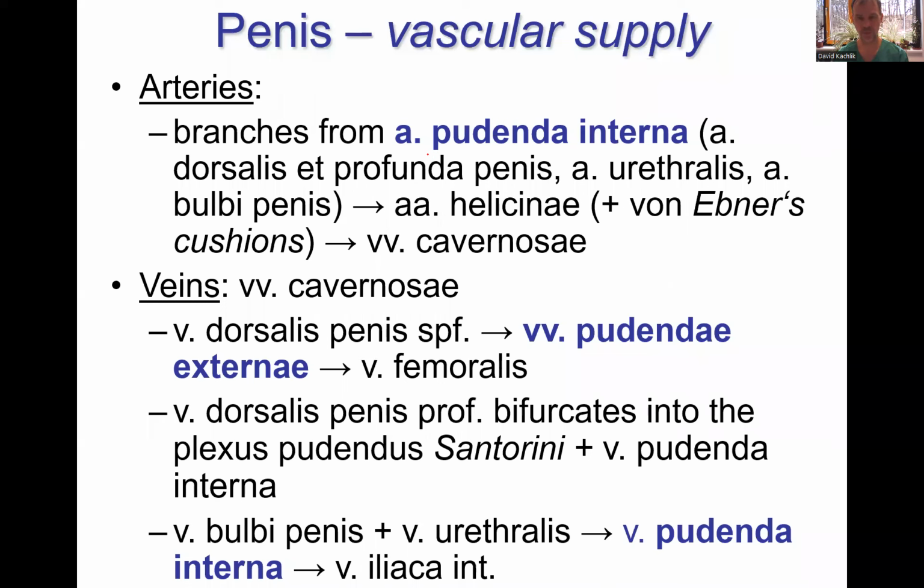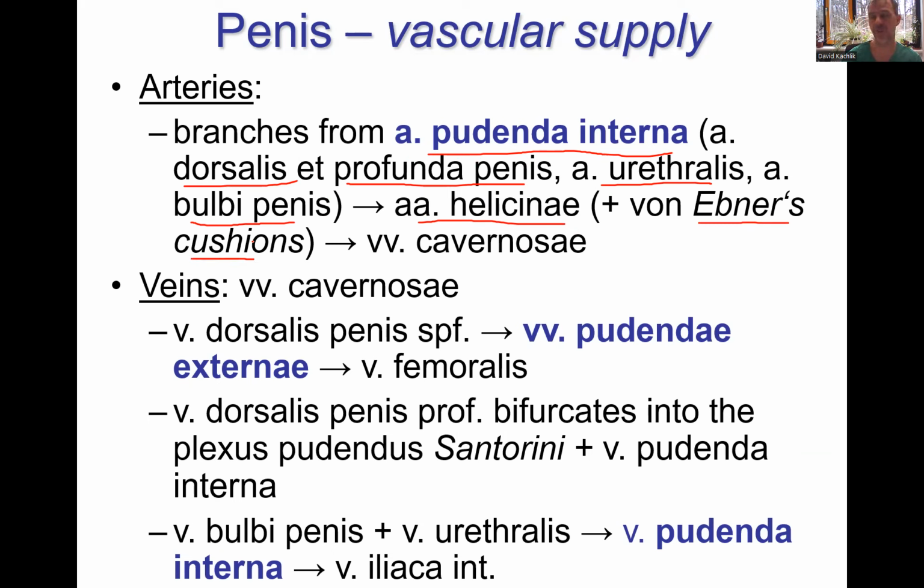So the blood supply comes from the internal pudendal artery, giving the paired deep artery, paired dorsal artery, paired urethral artery into the spongy body, and paired bulbar penis artery only for the bulb, which is not visible in the section, as the section was just in the middle of the penis, not in the root. The arteries inside the spongy body and the cavernous bodies ramify into so-called helicine arteries, which contain intimal cushions called von Ebner's cushions. I will come to them later.